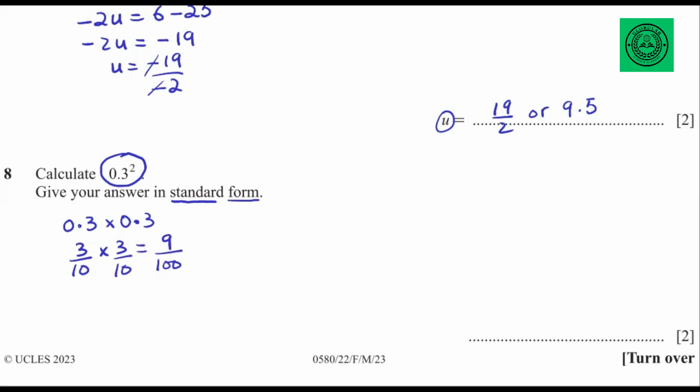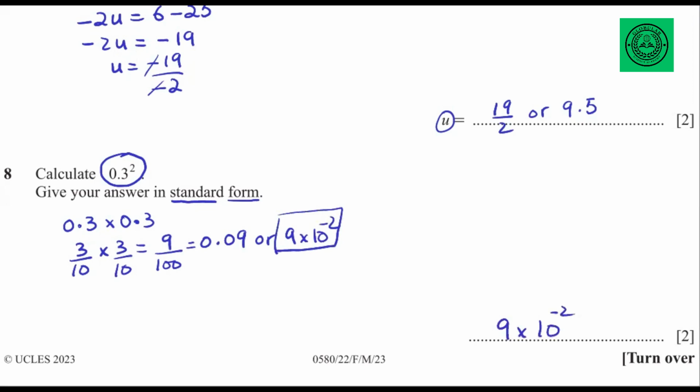Now, this 9 upon 100 can be written in many different ways. You can write it as 0.09, or you can also write it as 9 times 10 power minus 2. So this is the standard form of writing this square of 0.3. So we will write it over here, 9 times 10 power minus 2. This will award us the 2 more marks.